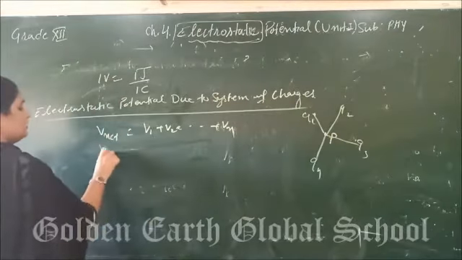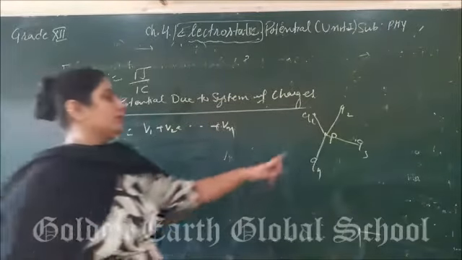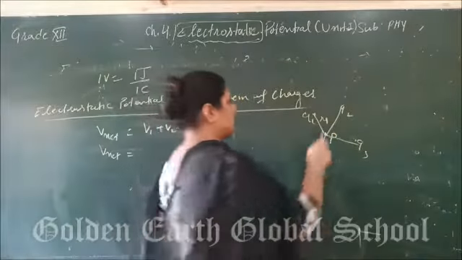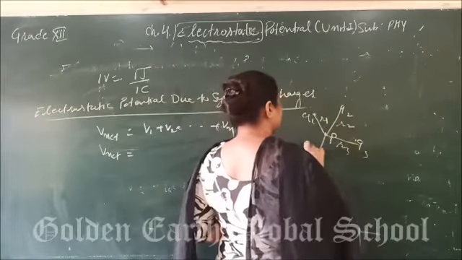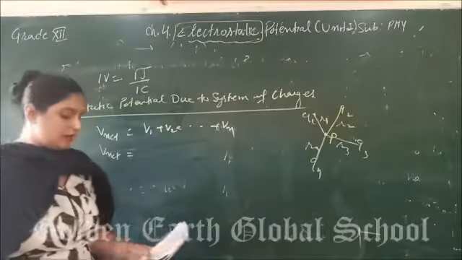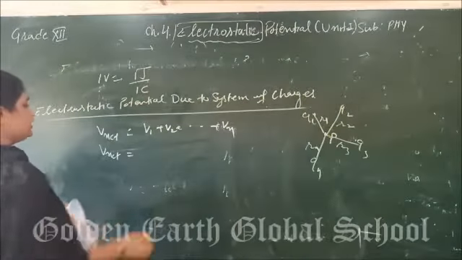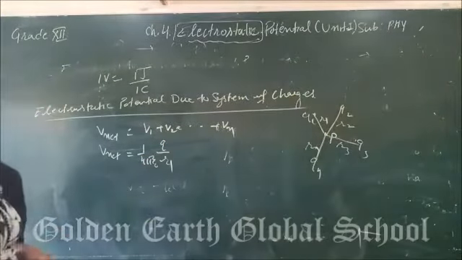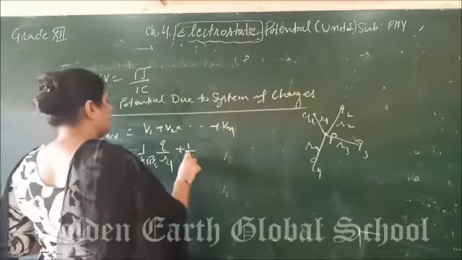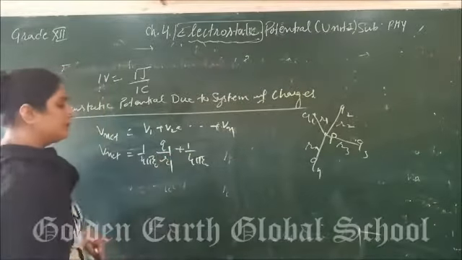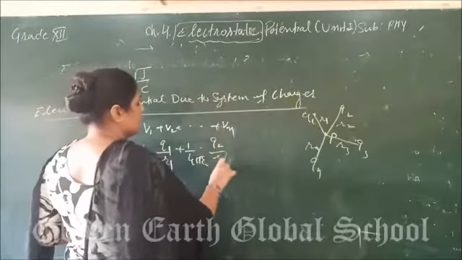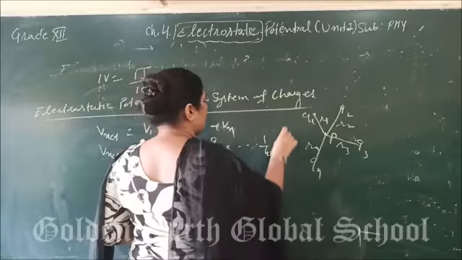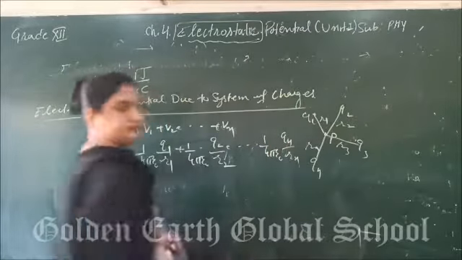So V net will be equal to, if you write down the value of the potential at point P due to charge Q1, let the distance be R1, the second distance R2, R3 up to Rn. In case of the point charge, we have calculated the relation, that is 1 by 4 pi epsilon naught charge by distance. It will be 1 by 4 pi epsilon naught Q1 by R1 plus 1 by 4 pi epsilon naught Q2 by R2, similarly, and so on, up to 1 by 4 pi epsilon naught Qn upon Rn.